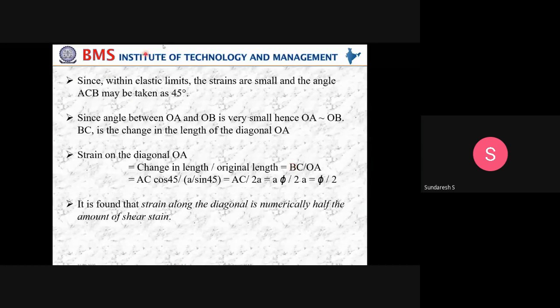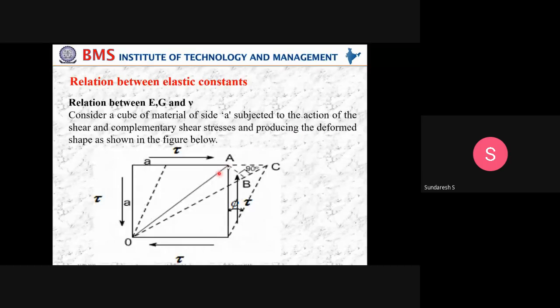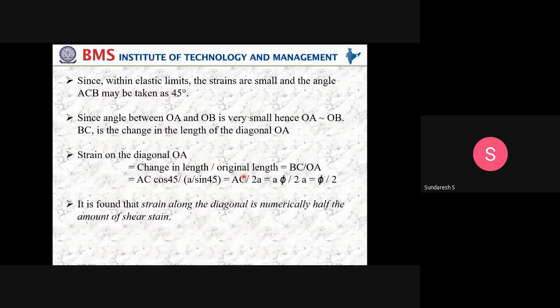Since the angle between OA and OB is very small, OA is almost equal to OB. So this is what they say, OA is equal to OB. Because the strain is very small, the length OA will be equal to OB. Okay, next.